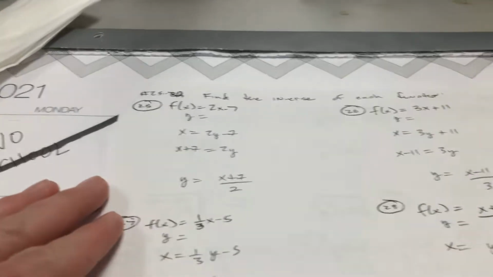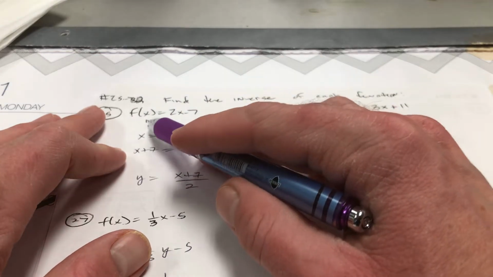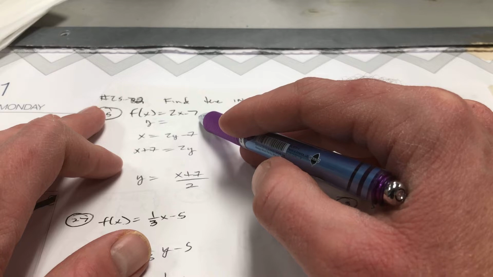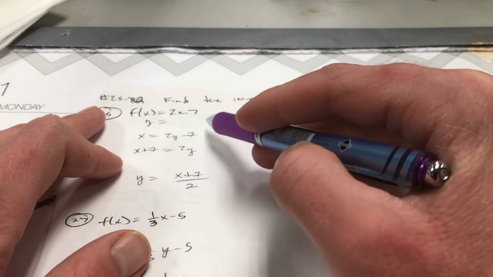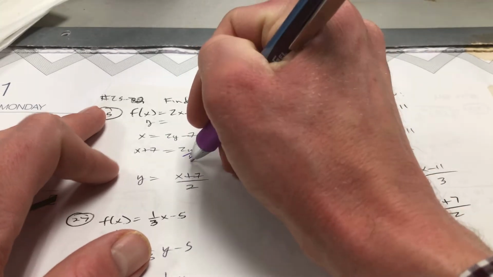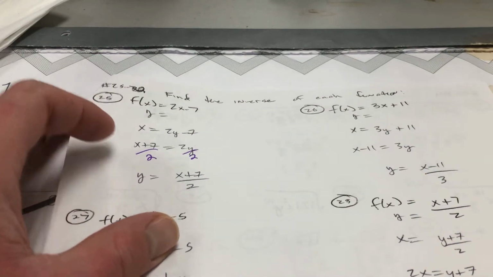Probably a more interesting page here is find the inverse of each function. Again, f of x is the same thing as y, so I can write y equals 2x minus 7, and then I switch x and y. So this becomes x, this becomes y, and I solve for y. I add 7 to both sides, then I divide by 2. So y, or f inverse of x, is x plus 7 over 2.